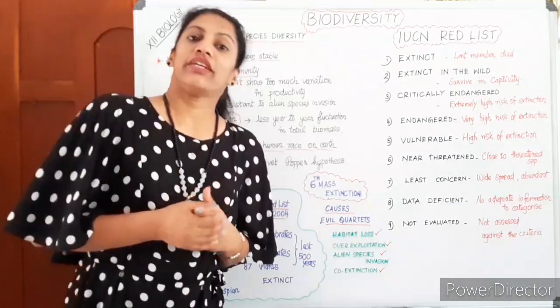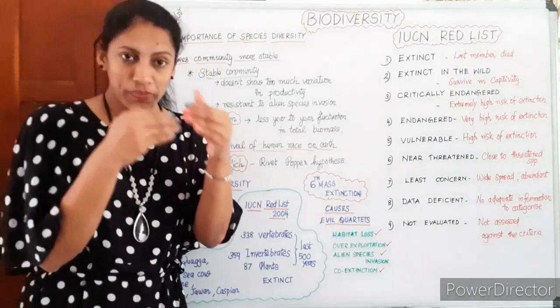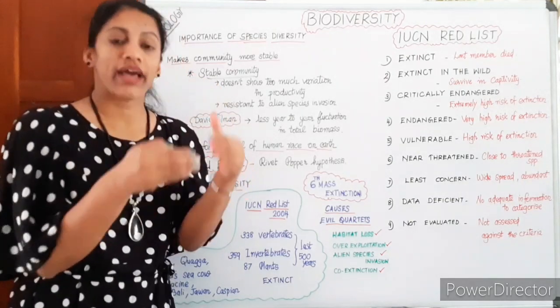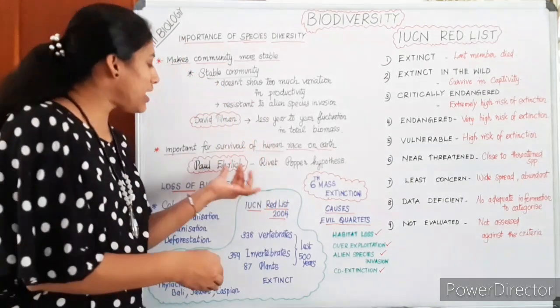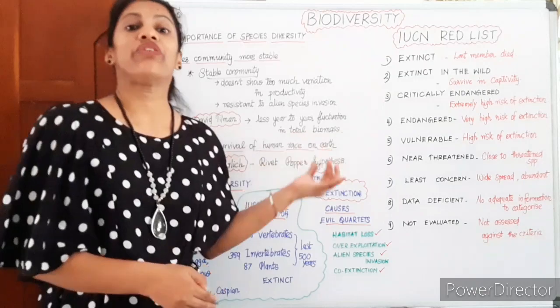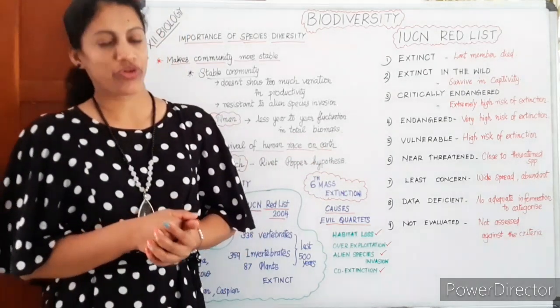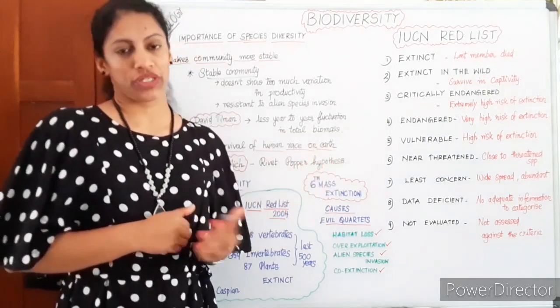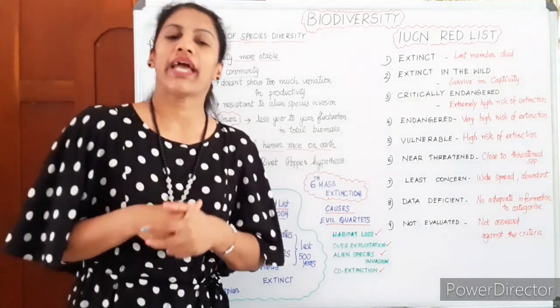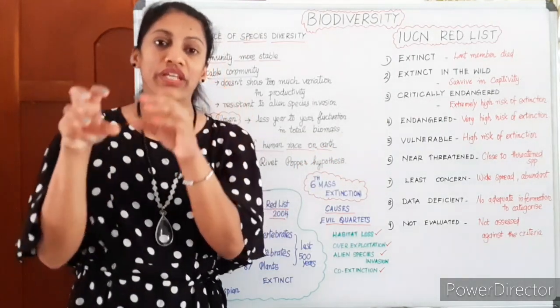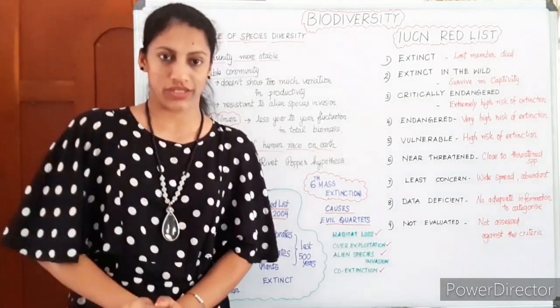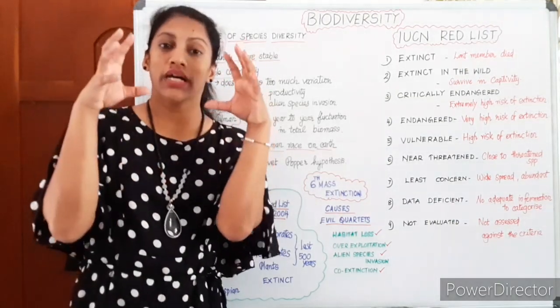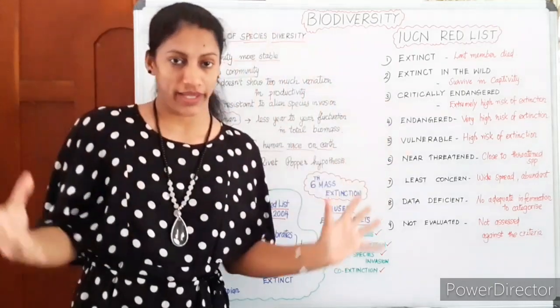Then, in order to understand the role of species in an ecosystem, Paul Ehrlich has given the rivet-popper hypothesis. Paul Ehrlich put forth this hypothesis to give us an idea about the role of every individual species in an ecosystem. He considered the ecosystem as an airplane.